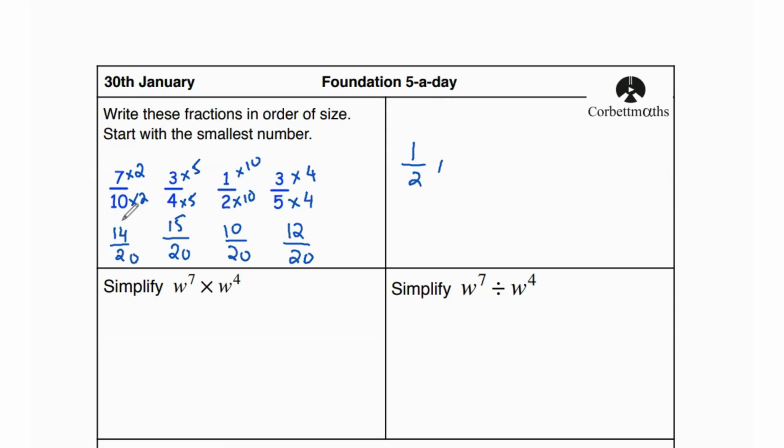Then next we have 12 over 20, which is 3 over 5. Then 14 over 20, which is 7 over 10. And then lastly, 15 over 20, which is 3 over 4. So these are your fractions arranged in ascending order, starting from the smallest and ending with the largest.